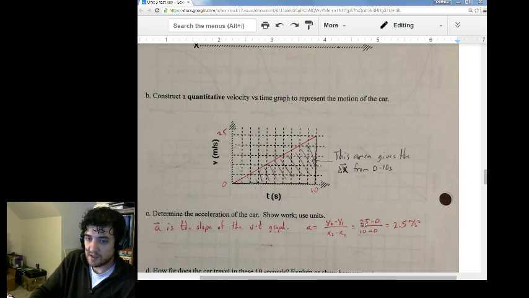At 10 seconds, we're going 25 meters per second. At 0 seconds, we're going 0 meters per second. So our slope is 25 minus 0 over 10 minus 0. Calculating the slope. That reduces to 2.5 meters per second squared, which again, acceleration is the slope of the velocity versus time graph.